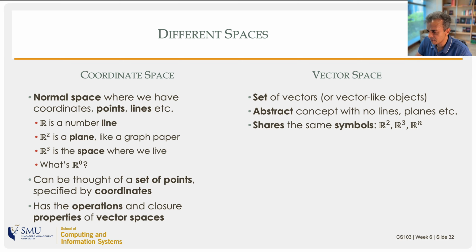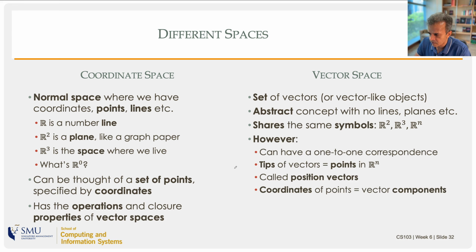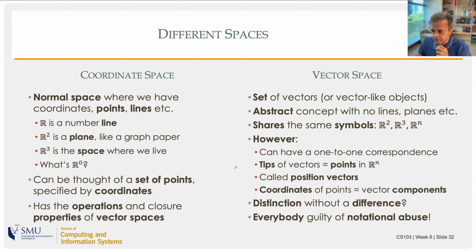It may not be a distinction with a lot of significance because there is a one-to-one correspondence. And more than that, they actually share the same symbols. R2, a vector space, and R2 is a plane also. So keep this in mind. When you think of vectors as line segments with arrows, you are thinking in terms of coordinate space, not in terms of the abstract vector space. And that might limit your imagination in certain applications. I'm just being a bit pedantic here.